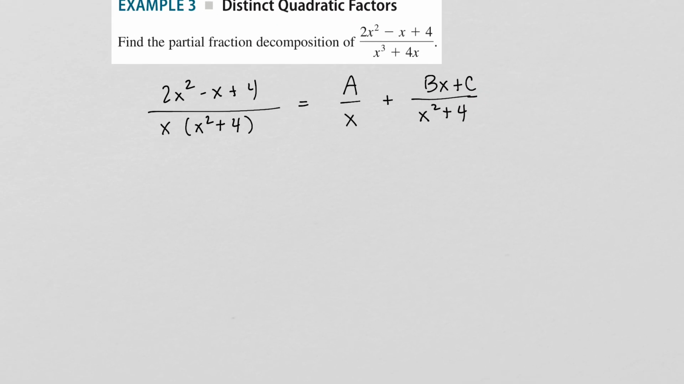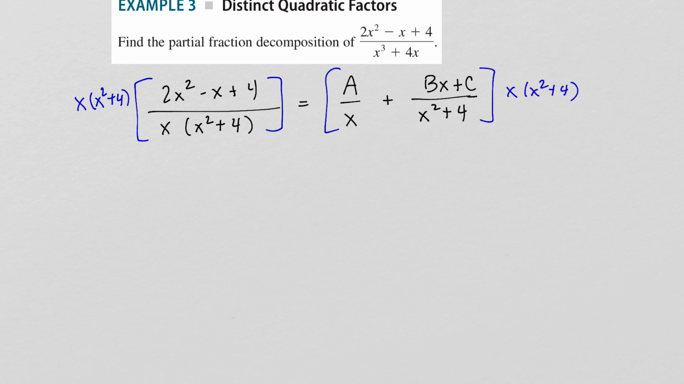Now from here, it works the same way. To solve this, we're going to multiply both sides by x and x squared plus 4, and then we're going to distribute that to both terms on the right-hand side. On the left-hand side, these cancel out. On the right-hand side, we're going to have a times x squared plus 4, plus bx plus c, times x.